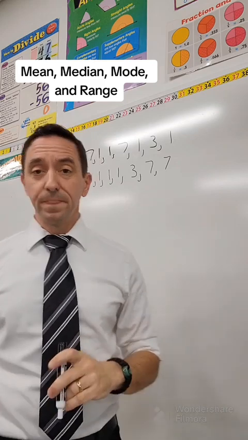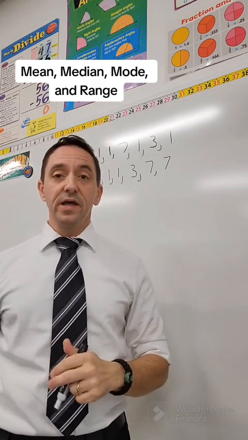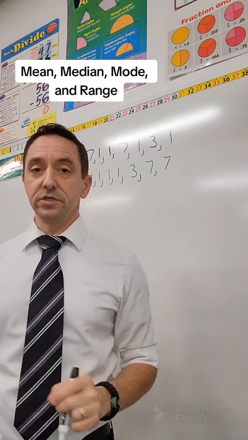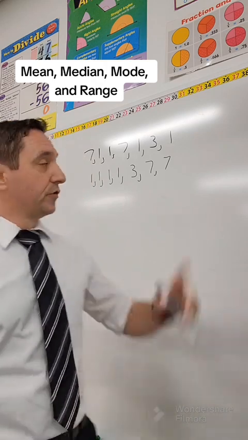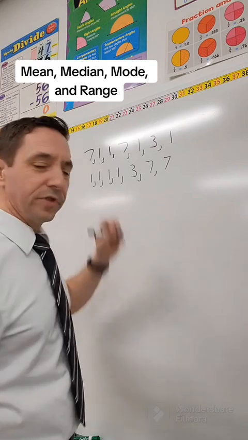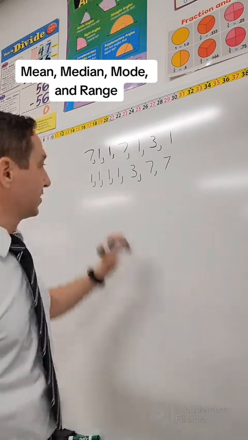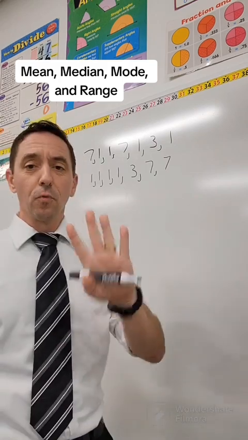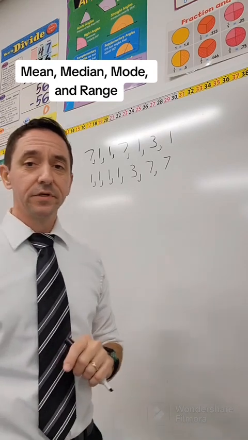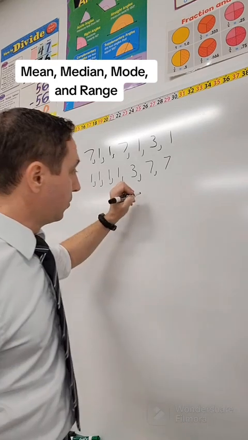Let's go with mode. Now mode, as you'll remember, is the number that occurs the most in the set of data. So if I'm looking up here, the number that occurs the most in my set of data is clearly 1. I have 4 1s, 1 3, and 2 7s. So 1 would be my mode.